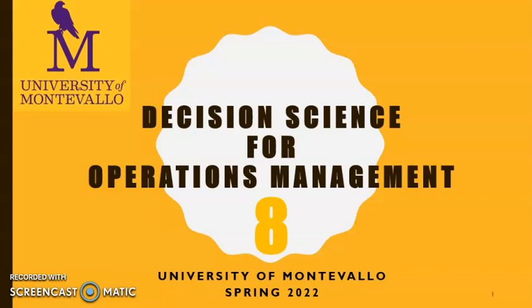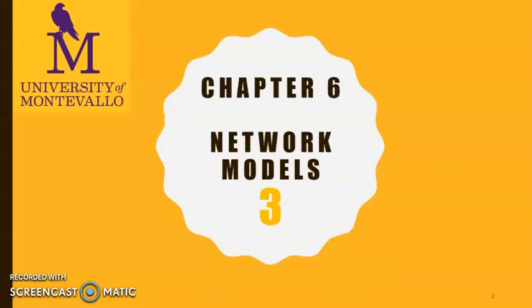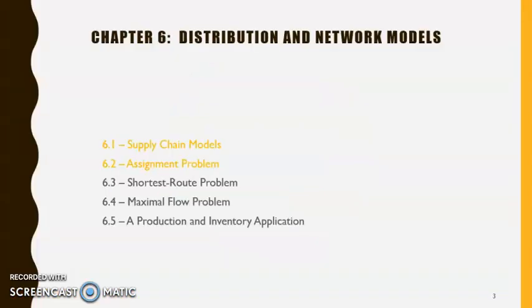Hey dear decision scientist, let's do another category of network models, the third category. So far, we have done two categories, supply chain models, including transportation models and transshipment models. And also, in the last session, we did together assignment problem. Today, we are going to do shortest route problem, the third section in chapter 3.